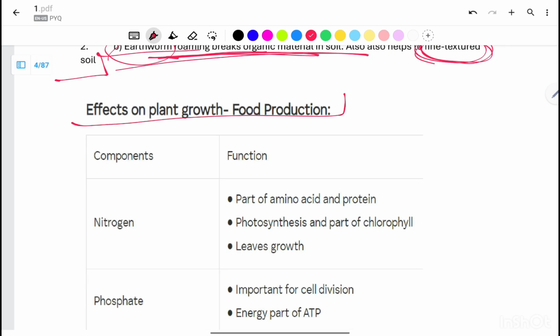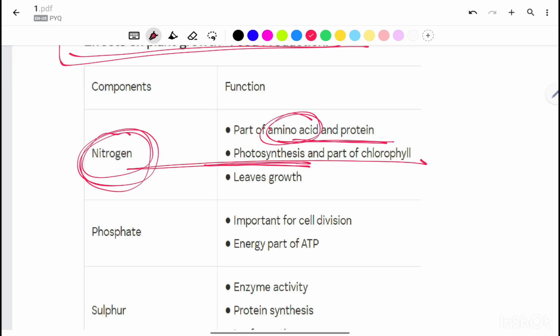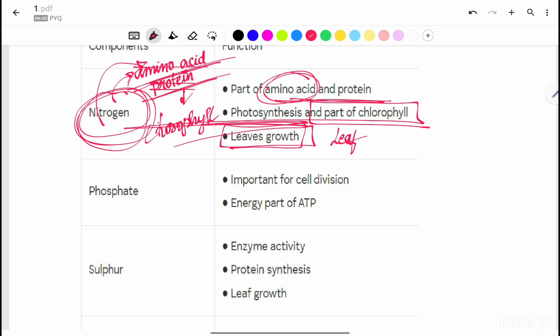Now, what are the effects on plant growth and food production? Why is nitrogen required? For amino acids and protein. It is for photosynthesis and it is a part of chlorophyll, and for leaf growth. We all know that nitrogen is for the amino acids, and amino acids are the building blocks of protein. Now this protein is essential for the chlorophyll itself, and chlorophyll is essential for photosynthesis.